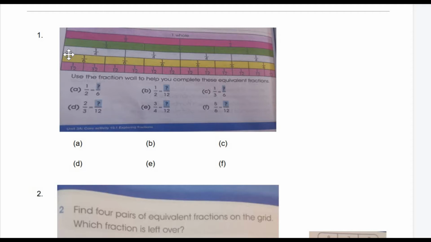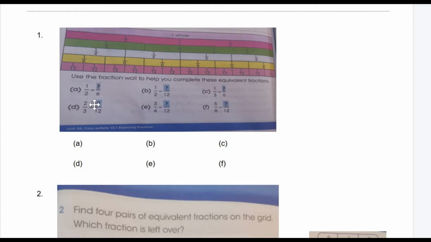In this video, I will show you the correct answers for the numeracy assignment last week on fractions. Okay, here we have question number one. Question number one provided us with a fraction wall, and then it asks us to use that fraction wall to answer the questions.